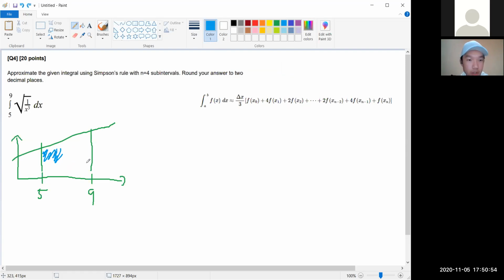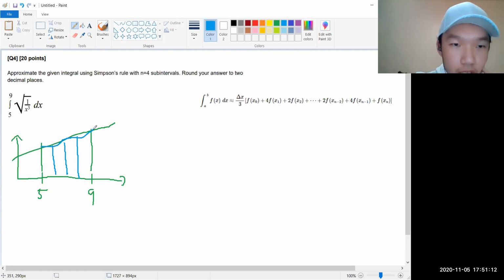And we are trying to do it with how many subintervals? With 4, which means we're going to split into 4 different regions. So 1, 2, 3, and then each region is going to be connected with a quadratic. I don't know if you guys can picture a quadratic, but it doesn't matter. So if we're using 4 subintervals, then how should I label the x-axis? What x values do I need?